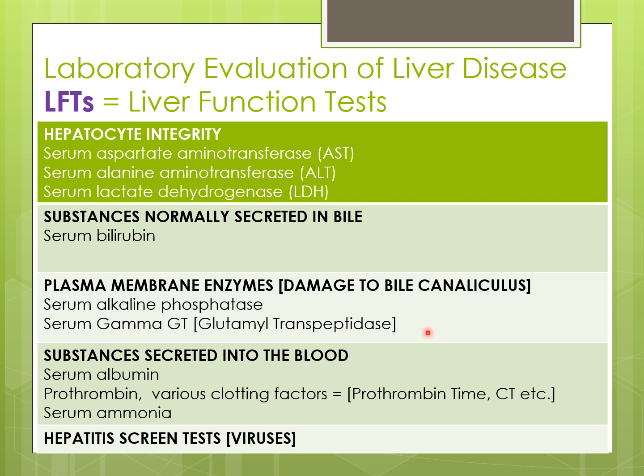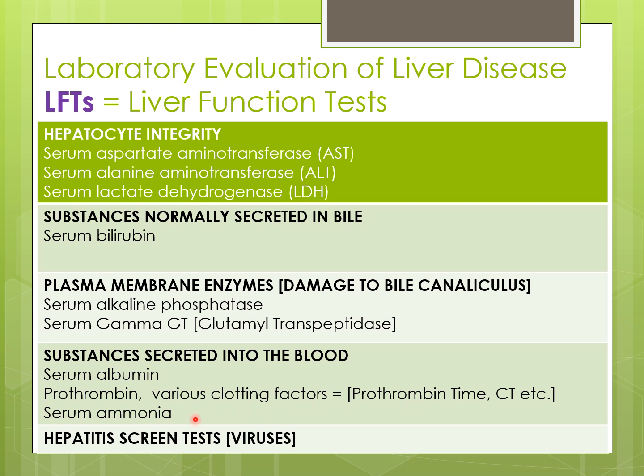Then finally we have the substances which are secreted in the blood, produced by the liver. Liver produces albumin, which is a very important plasma protein, and if liver function is affected, then serum albumin level is decreased and the patient will have many problems, including generalized edema. Then clotting factors are produced by the liver, prothrombin and other clotting factors. So we look at the prothrombin time, clotting time, etc., to assess the function of the liver.